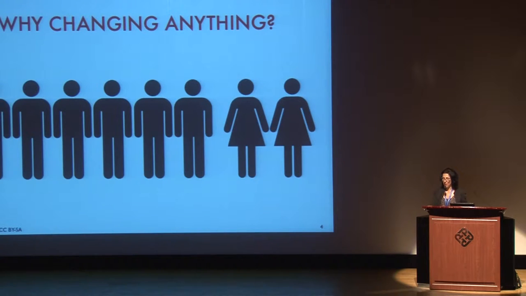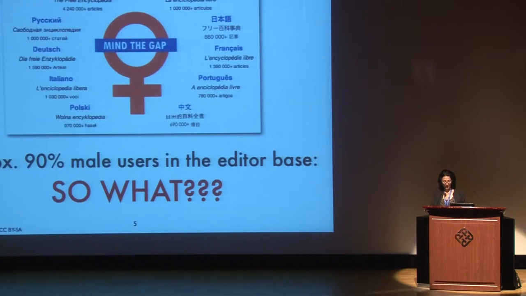So the question is, why changing anything? Wikipedia is a great project. It has been doing excellent things. It has achieved so much. So does it really matter that the editor base is composed more or less approximately, we don't know exactly how much, 90% of male users? Does this really matter? A lot of people say, so what? Do we need to change this?